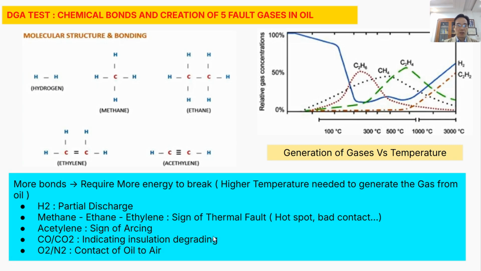So from oxygen and nitrogen, we can get some information on faults developing in the transformer. That is all the gases we consider with DGA: the five fault gases, CO, CO2, O2, and N2.